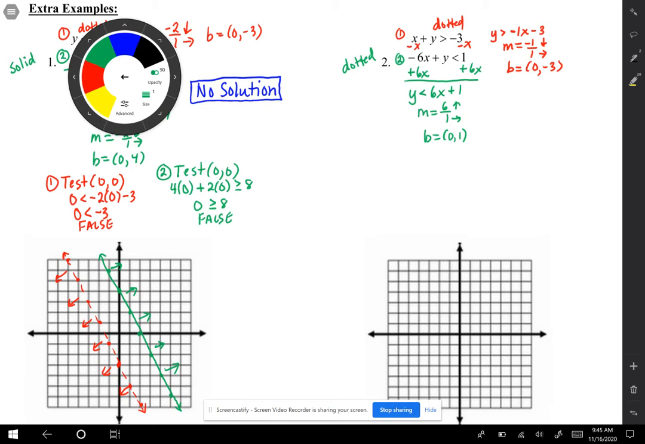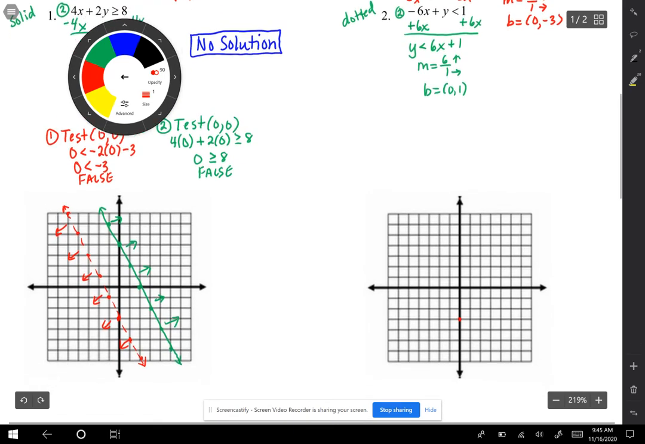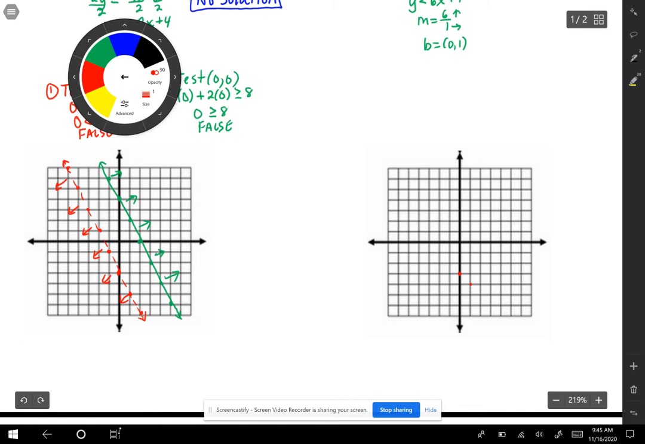And we are ready to graph each one. So starting with inequality number 1, we're going to plot (0, negative 3). And the slope is negative 1 over 1. So down 1, right 1.